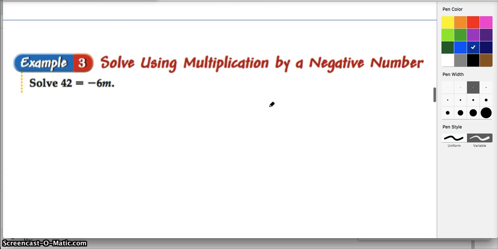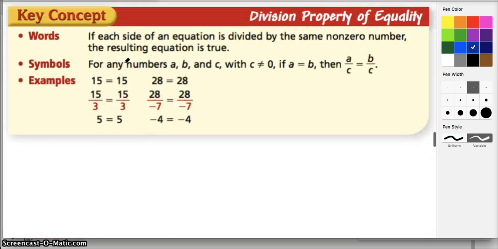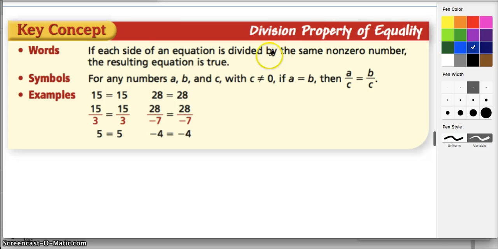Here we're going to solve using multiplication by a negative number. When I look at this problem, 42 is equal to negative 6m, I actually don't think of multiplying, and I'm not going to encourage you to multiply. We could multiply by a fraction, but I'm going to talk about something else. We're going to talk about the division property of equality, and I think they're probably going to have it down here. We're going to bounce around a little bit.